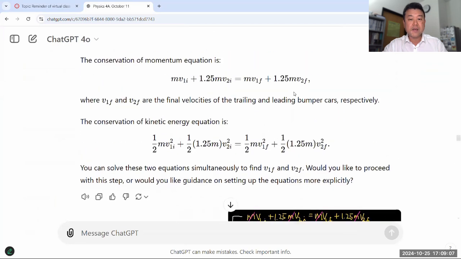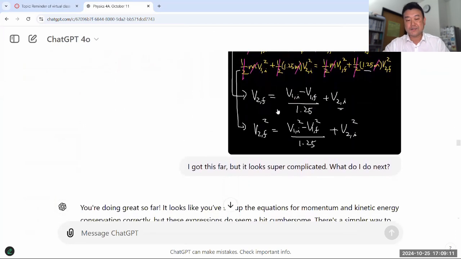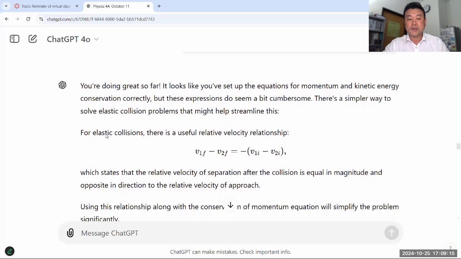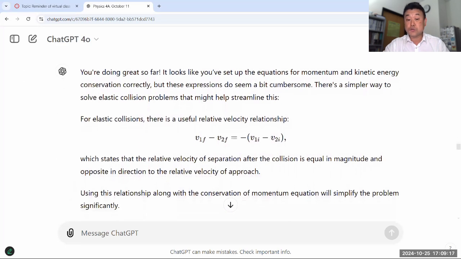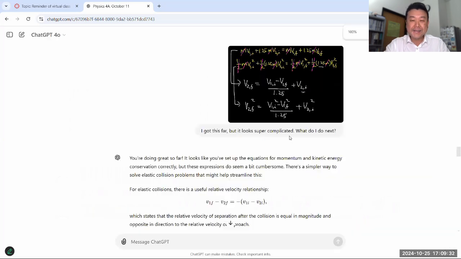So, this is where I was working through this and pretending, oh, I'm having trouble with the algebra. And then ChatGPT told me this. For elastic collisions, there's a useful relative velocity relationship. This. When you first look at it, this just looks way too simple. You think, that can't possibly be right. And apparently it's right.